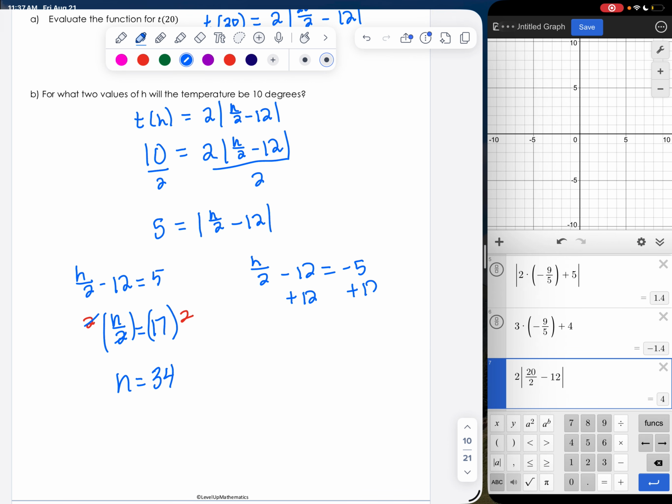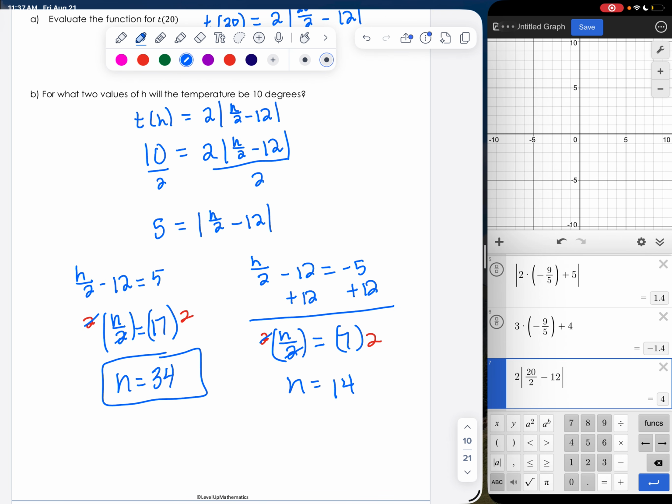All right, on this side, add your 12. So h over 2 is equal to 7. Then multiply both sides by 2 to eliminate the fraction. 2 cancels with 2. And 7 times 2 is 14. So 34 hours and 14 hours will give us a temperature of 10 degrees. And that concludes today's lesson, solving absolute value equations with extraneous solutions.